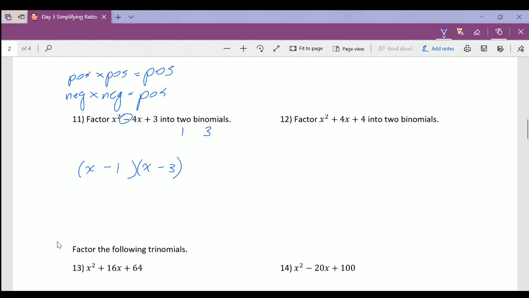All right, so there's that one there. For this one, we've got 4 at the end. Again, if it doesn't just pop into your head right away, 1 times 4 and 2 times 2. Those are the only real choices. And 2 plus 2 does give us 4. So it's going to be x plus 2 times x plus 2.